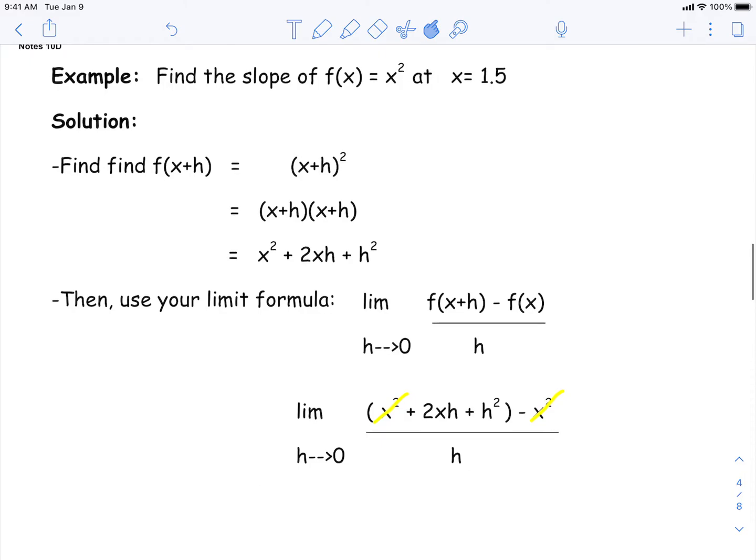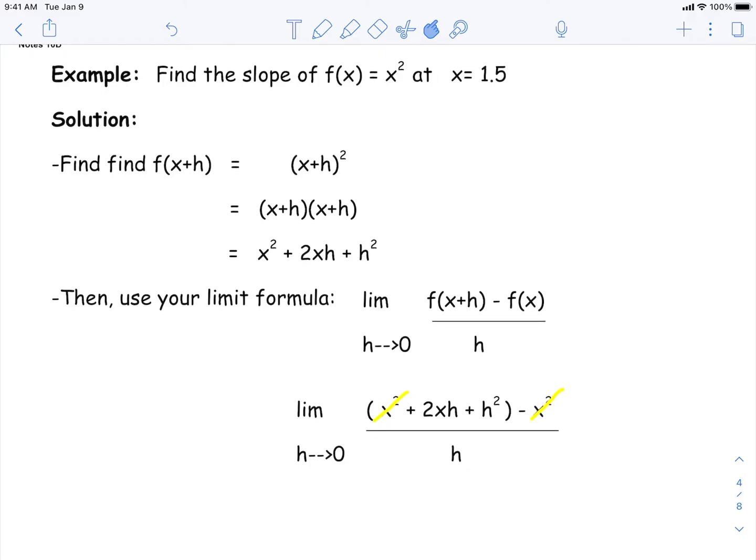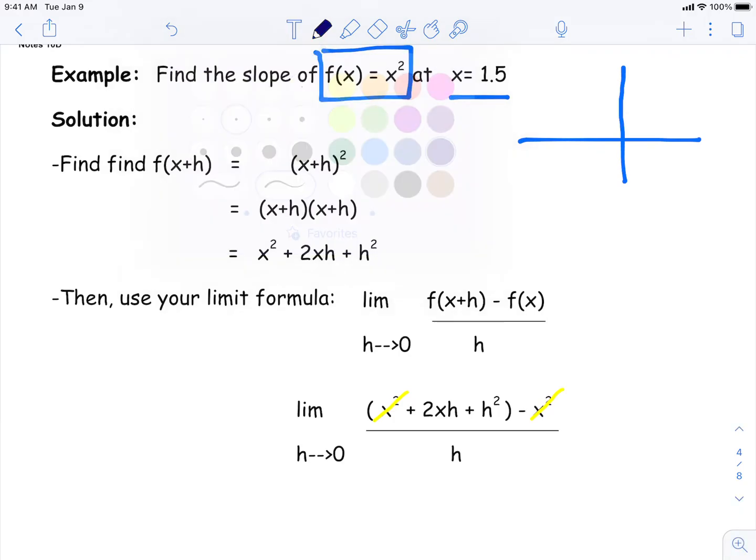So here's an example. I did write down all the steps for you. We're going to start off by trying to find the slope of a function, and the function is a quadratic, at x equaling 1.5. I'm just going to draw a quick sketch of this function. It's a parabola. And when x is 1.5, what would be this tangent line's slope?